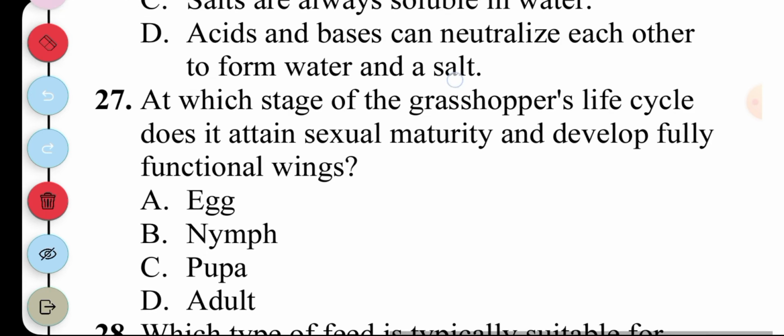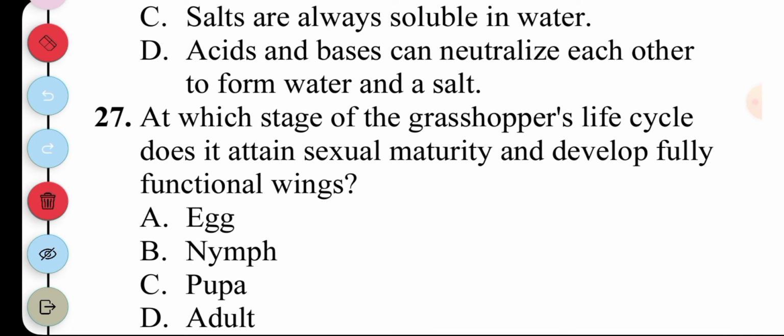27. At what stage of the grasshopper's life cycle does it attain sexual maturity and develop fully functional wings? A. Egg. B. Nymph. C. Pupa. D. Adult. D. Adult.